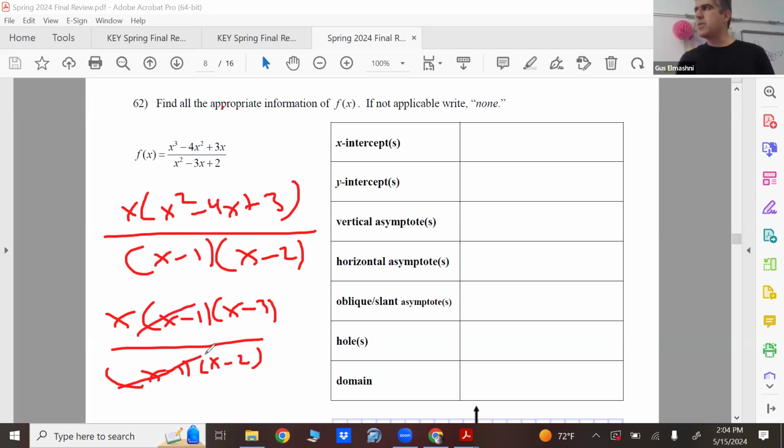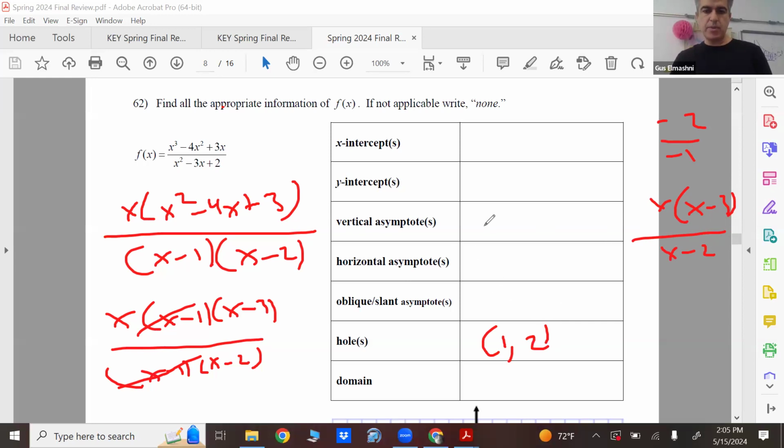Now, when those cancel, what does that mean? And Jan, keep your phone away. Thanks. There's a hole. There's a hole at 1 comma something. And how do you find the y coordinate of the hole? You plug back into the simplified form. If you do that, you should get -2 up top and -1 down below. So it's 1 comma 2. There's a hole there. Okay.